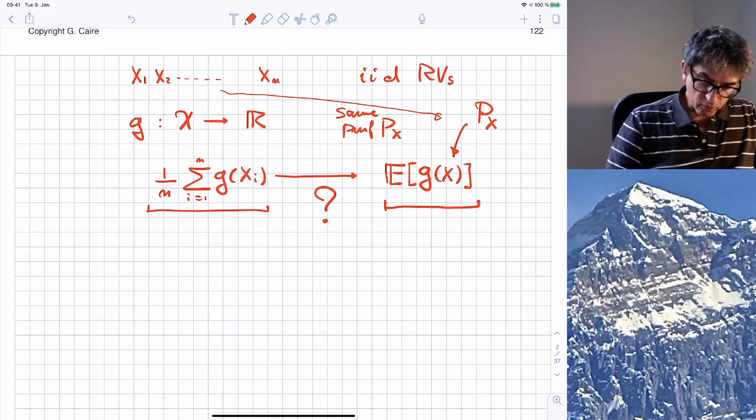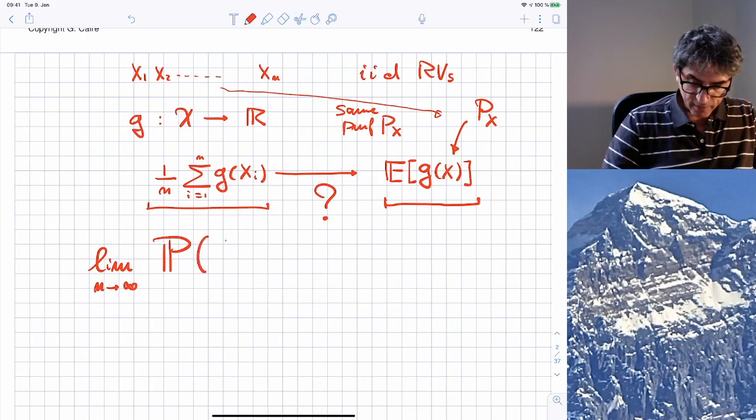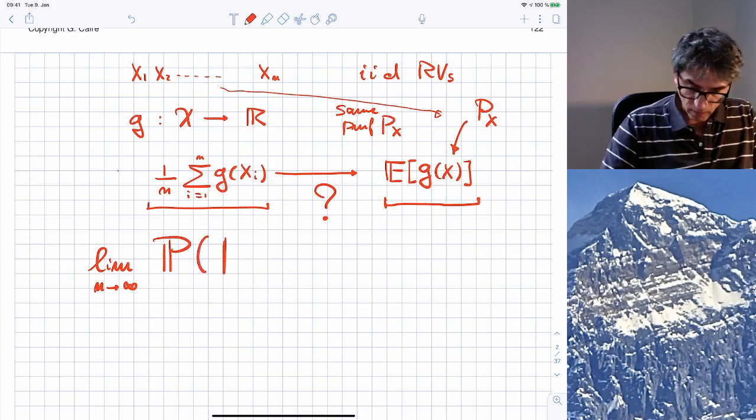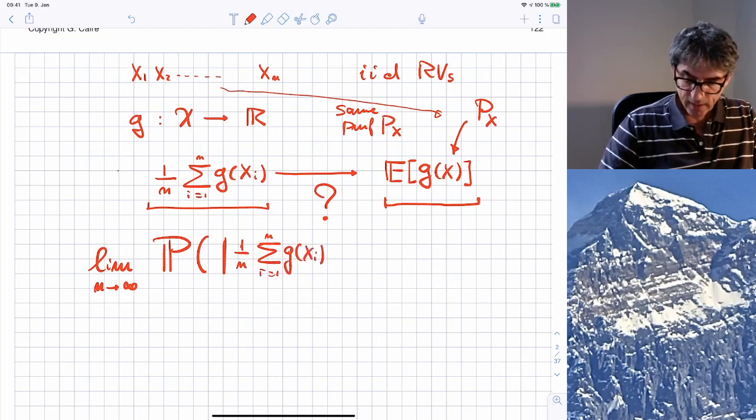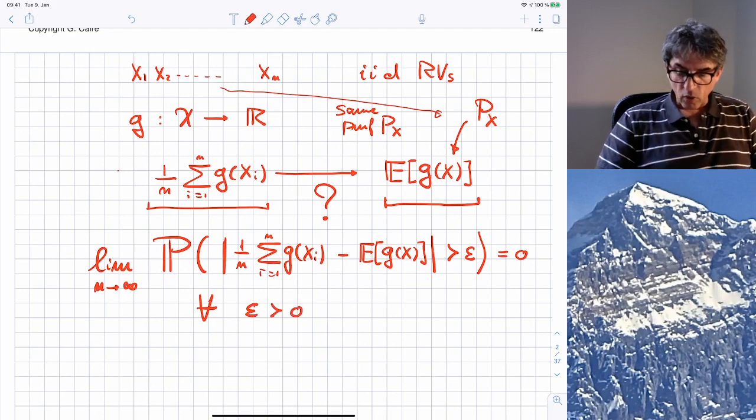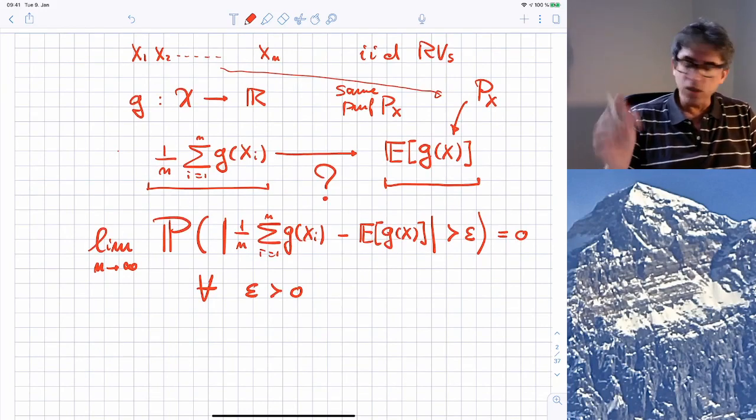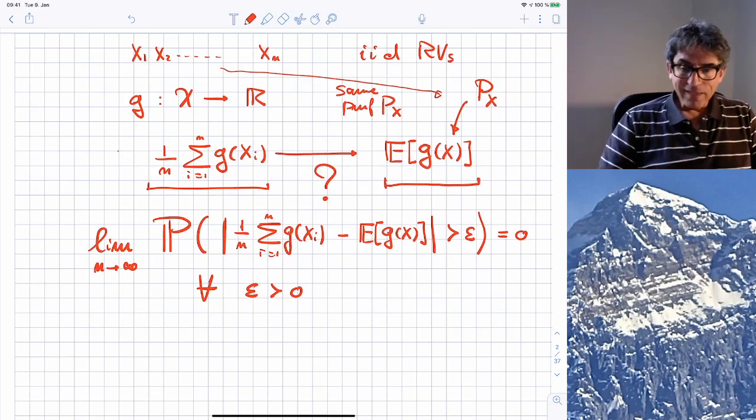Which means the following: you can prove that the limit for n going to infinity of the probability that this random variable, let's write it explicitly, 1 over n sum of g(X_i), minus this deterministic limit, the expectation of g(X), in absolute value is greater than epsilon, is 0 for every epsilon greater than 0. So in other words, if I fix any epsilon I want, I don't know, 0.00000000001, very small, and then I consider the limit of this probability.